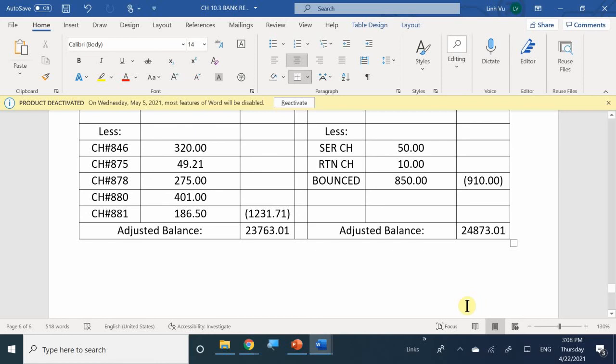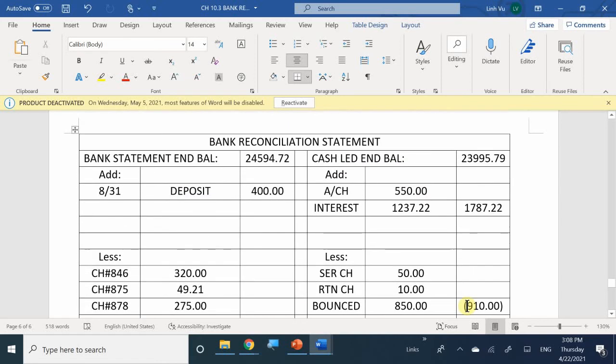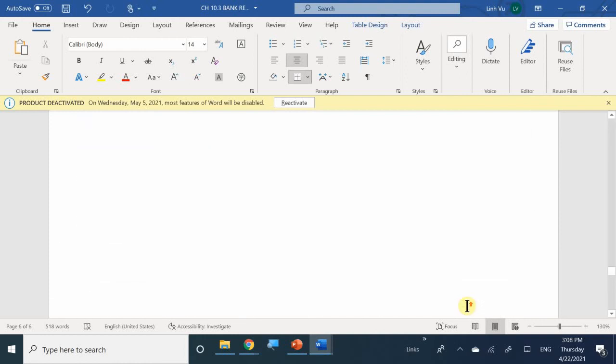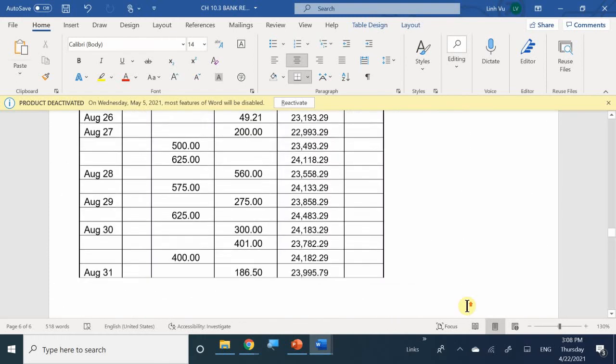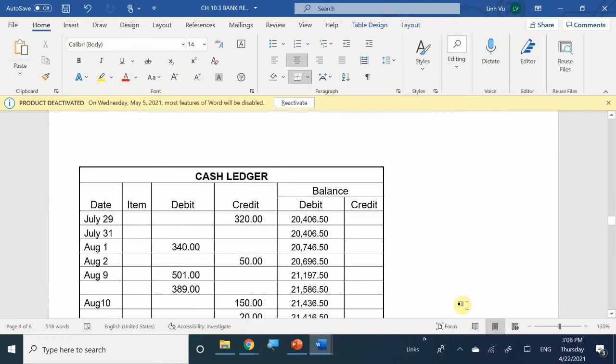So in this case, we have to take a look at our bank statement as something that is accurate, where the fault has to lie with our cash ledger, our own books. So let's go ahead and take a look at the first transaction here. Let's go through each and every single transaction that happened according to our books, okay?